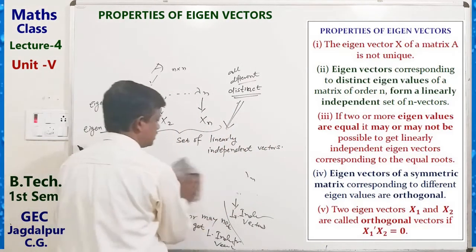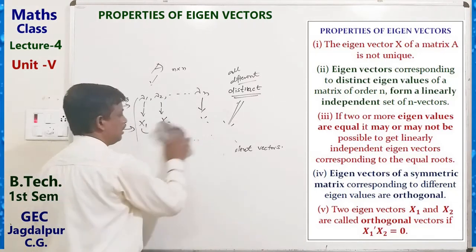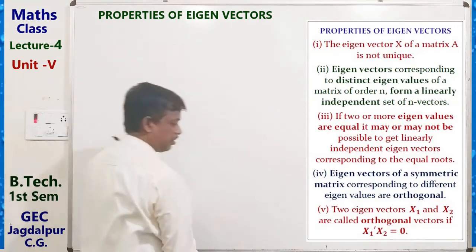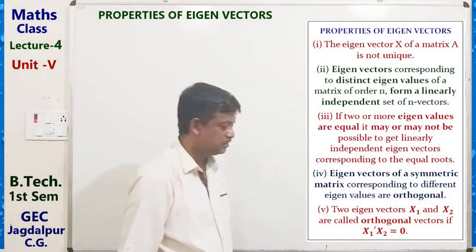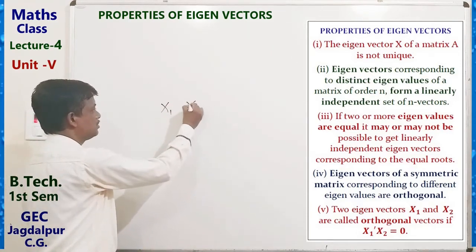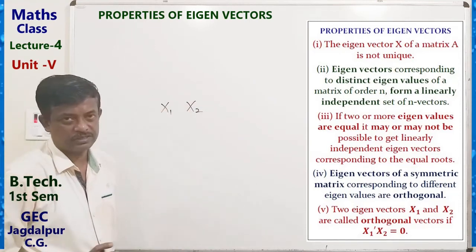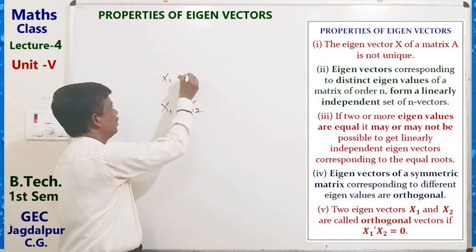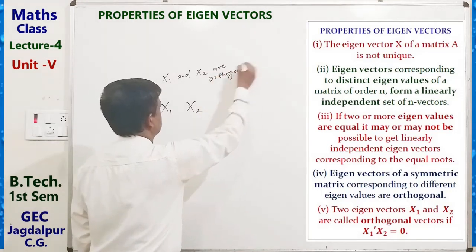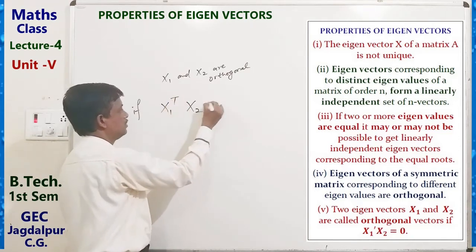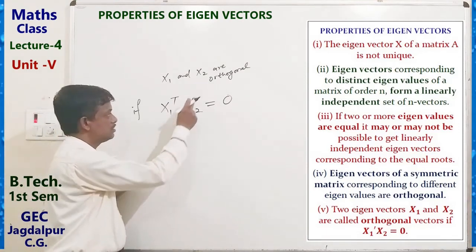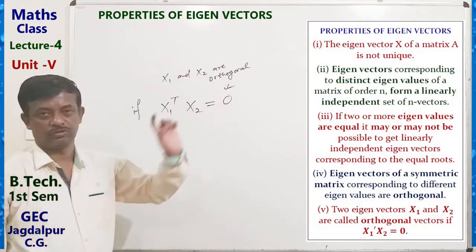The next property is that two eigenvectors x1 and x2, suppose eigenvector 1 and eigenvector 2, are said to be orthogonal if x1 dash x2 equals the 0 matrix. Here dash means transpose. If x1 dash x2 equals 0, then we can say they are orthogonal.